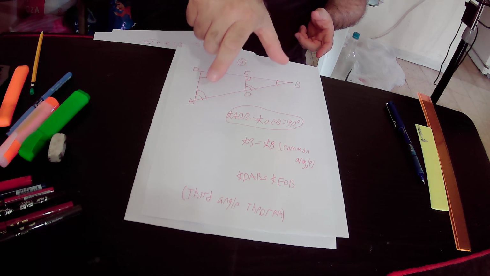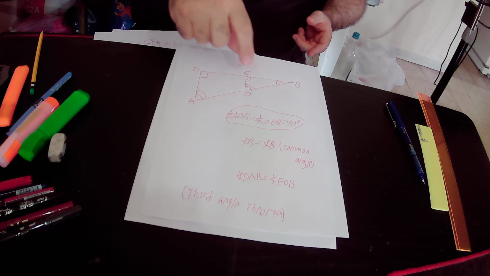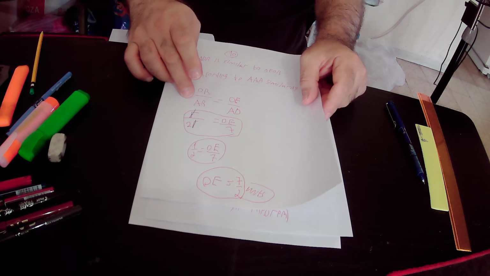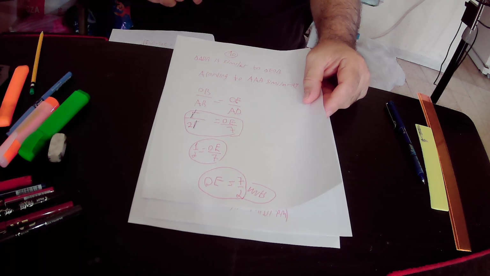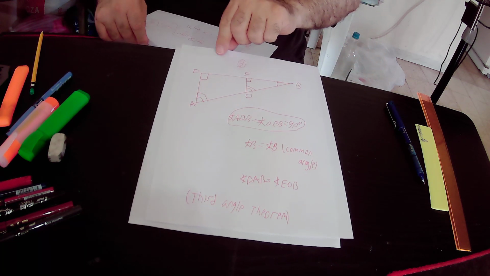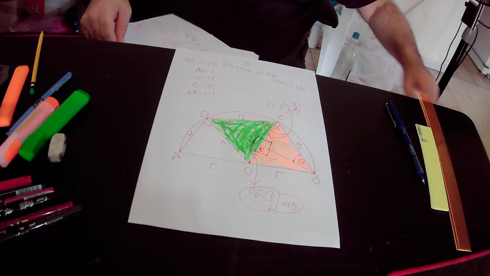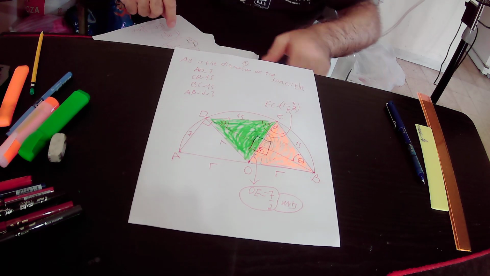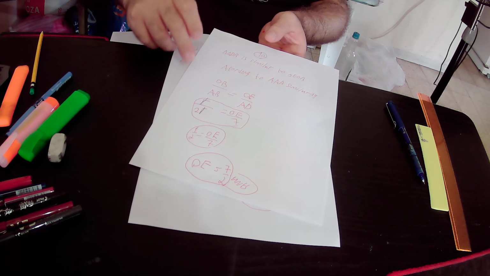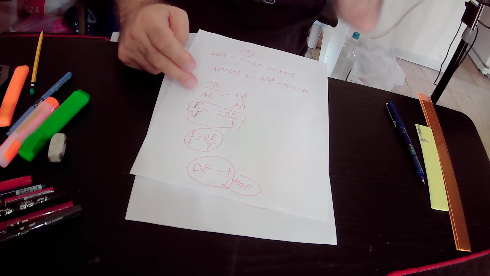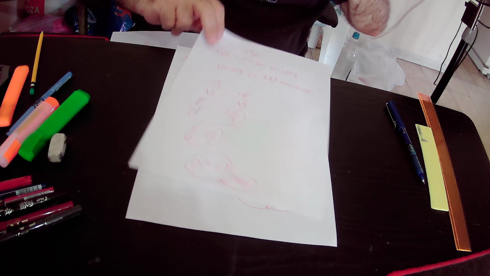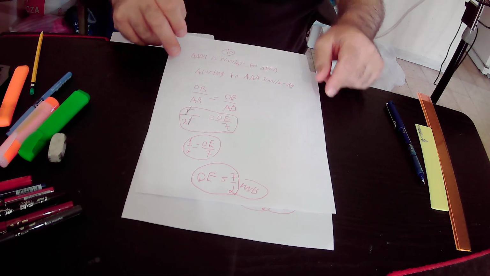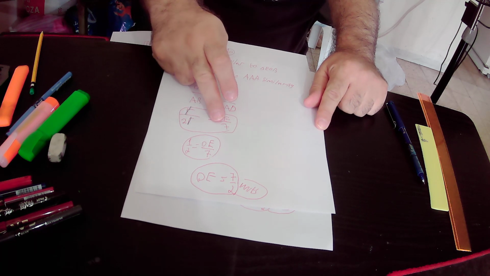OB over AB equals OE over AD. What is the size of OB? OB equals R. What is the size of AB? AB equals 2R. So OB over AB is R over 2R, which equals OE over AD. What is the size of AD? AD equals 7. Okay, so in total we got that R over 2R equals OE over 7.